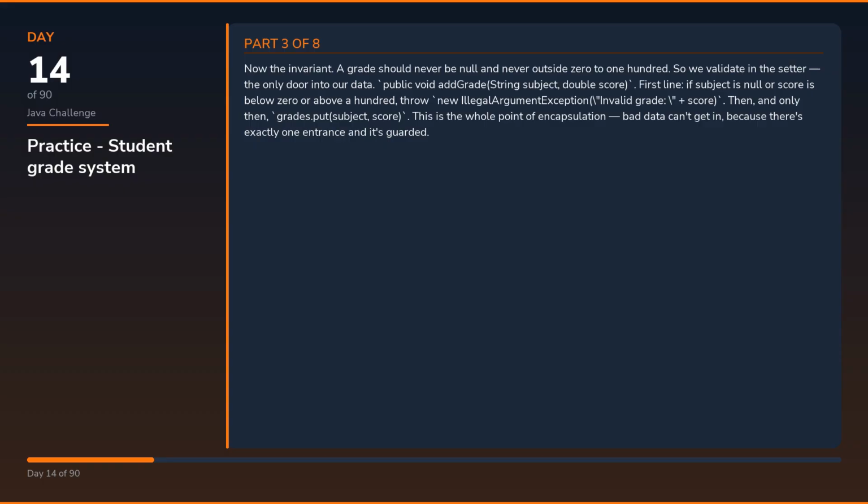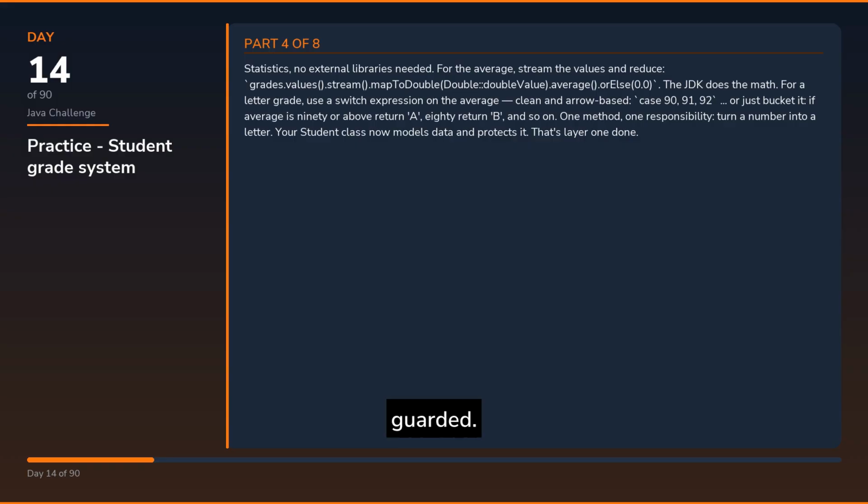Public void addGrade(String subject, double score). First line: if subject is null or score is below 0 or above 100, throw new IllegalArgumentException("Invalid grade: " + score). Then, and only then, grades.put(subject, score). This is the whole point of encapsulation: bad data can't get in, because there's exactly one entrance and it's guarded.